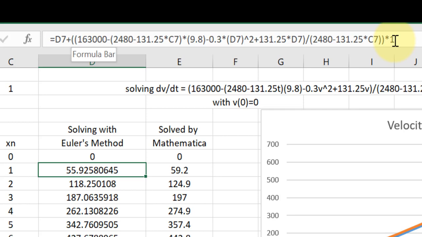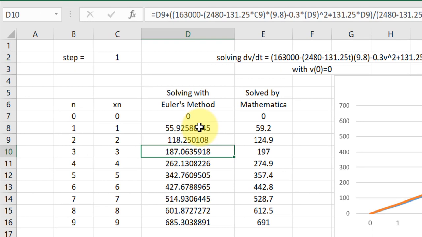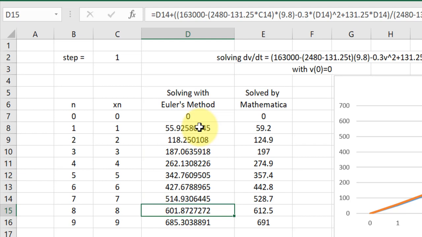So that then can be just copied down so that the next cell uses the velocity at 1 second, and the next cell uses the velocity at 2 seconds. And it just extrapolates from there what the velocity would be over time. And at 9 seconds, according to Euler's method, about 685 meters per second if it burned through the full 9 seconds.